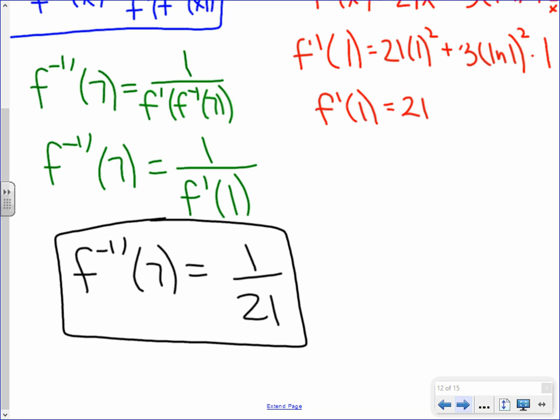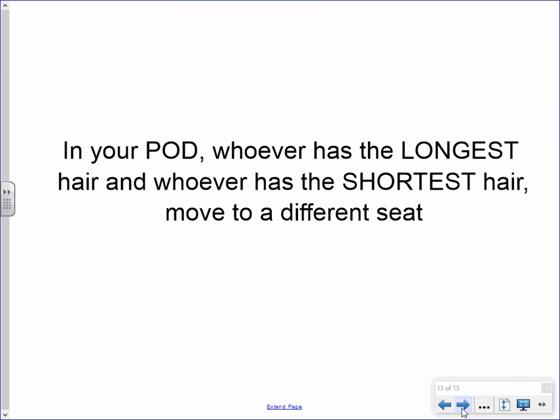Okay, I'm going to have you do an example without my guidance, but before you do that, whoever has the longest hair and whoever has the shortest hair at your pod, stand up, find a new seat out of a different pod. Larry's moving no matter what. Yep. Why does Larry have short hair? You have the longest hair.